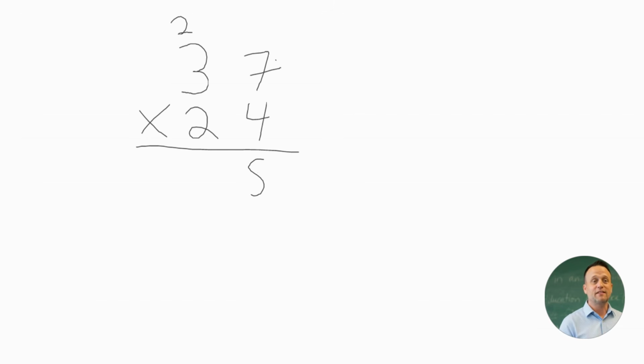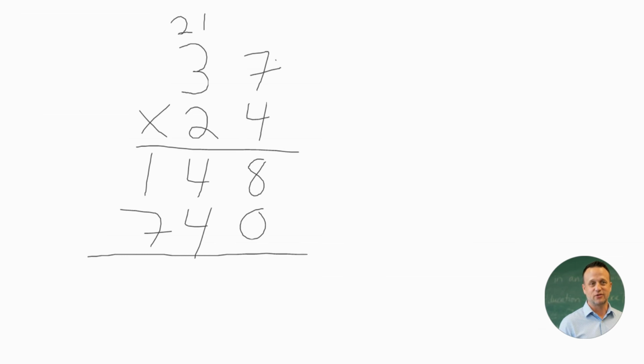Next, I multiplied the 4 times the 7 and got 28. I carried the 2 over the 3 and recorded the 8 below the 4. After that, I multiplied the 4 times the 3 and got 12. Then I added the carried 2 to get 14. There was no place value to carry the 1 to, so I recorded the 1 and the 4 together.